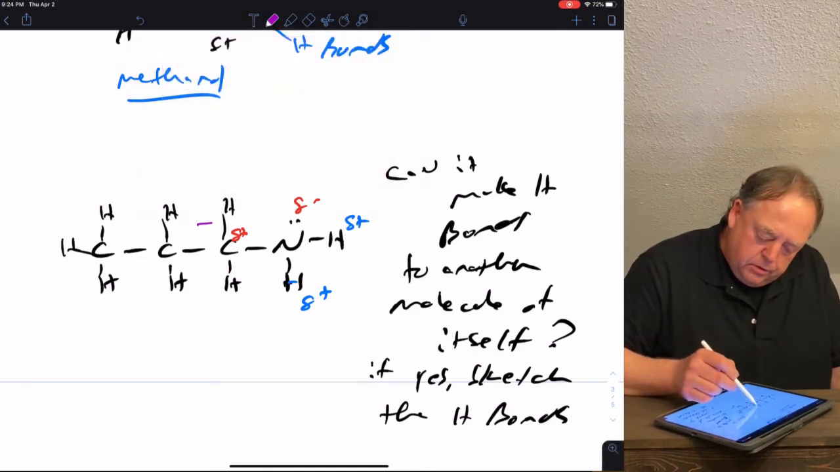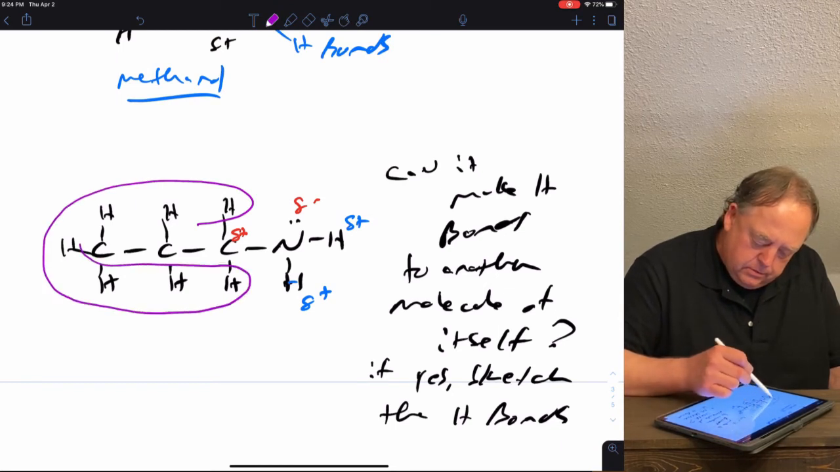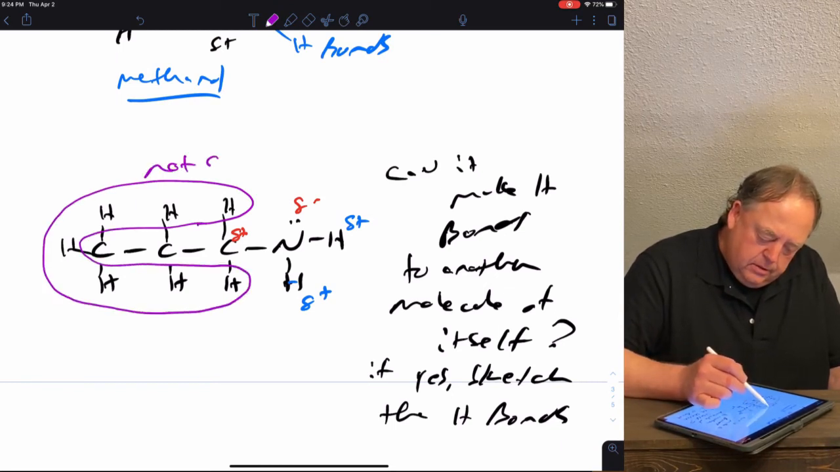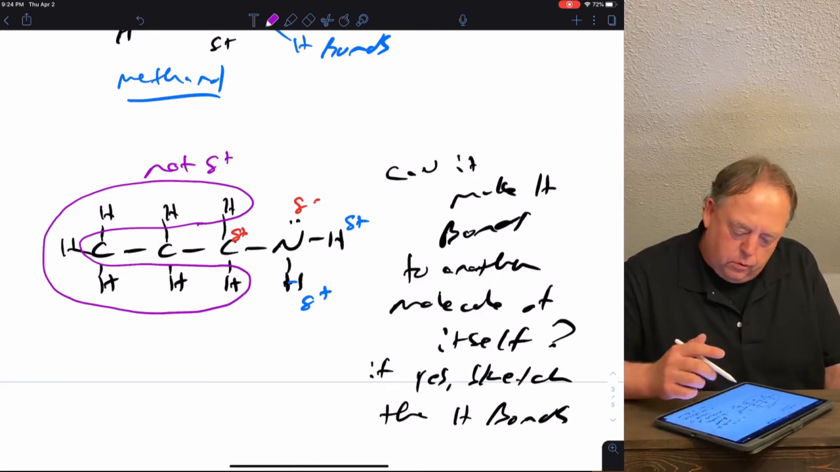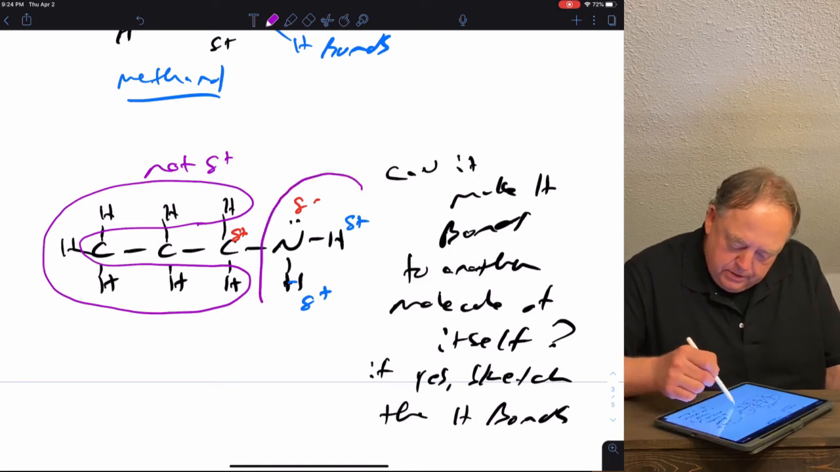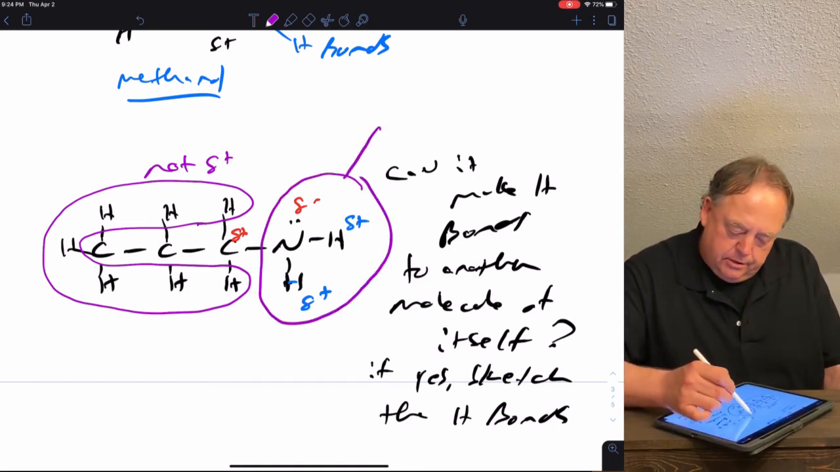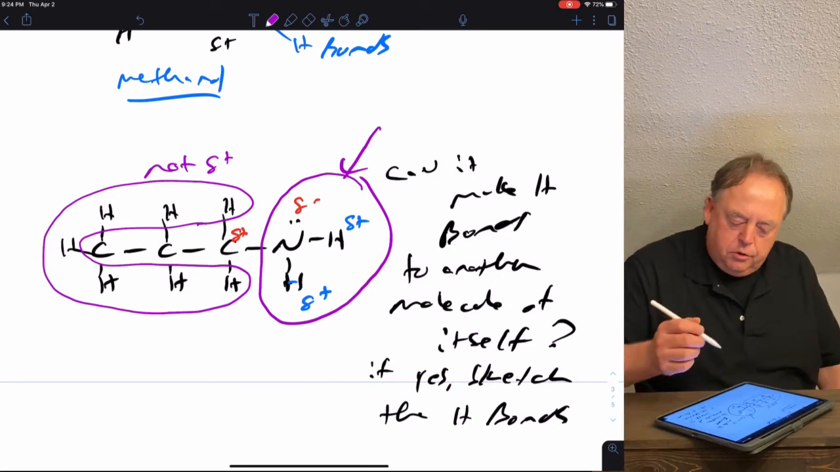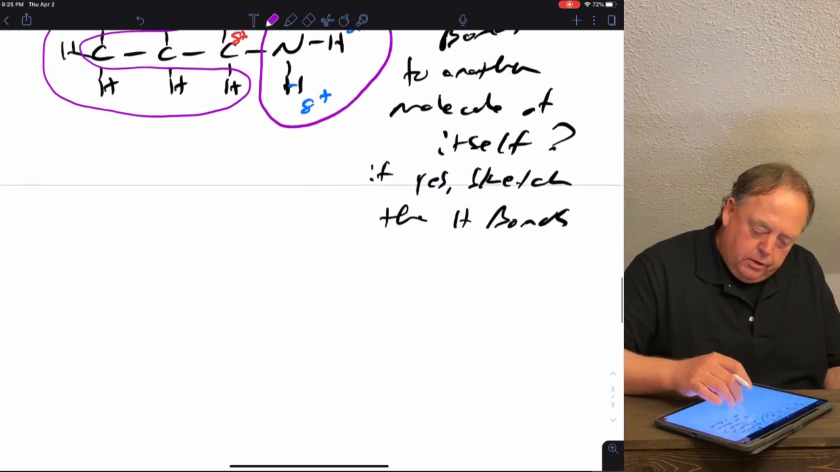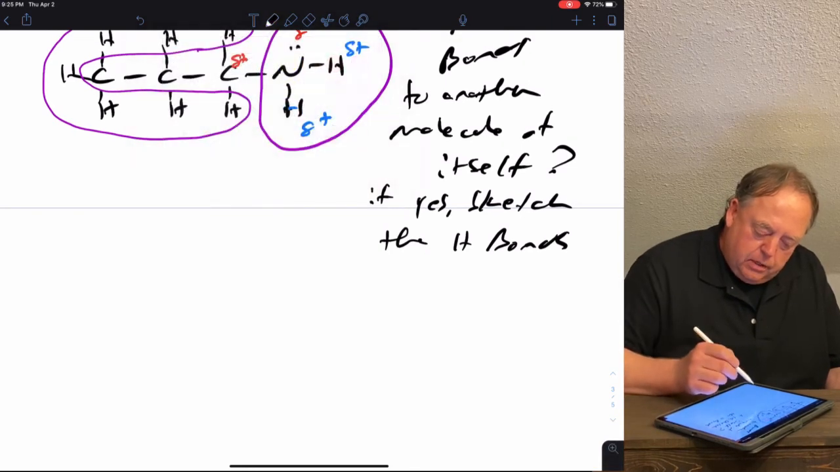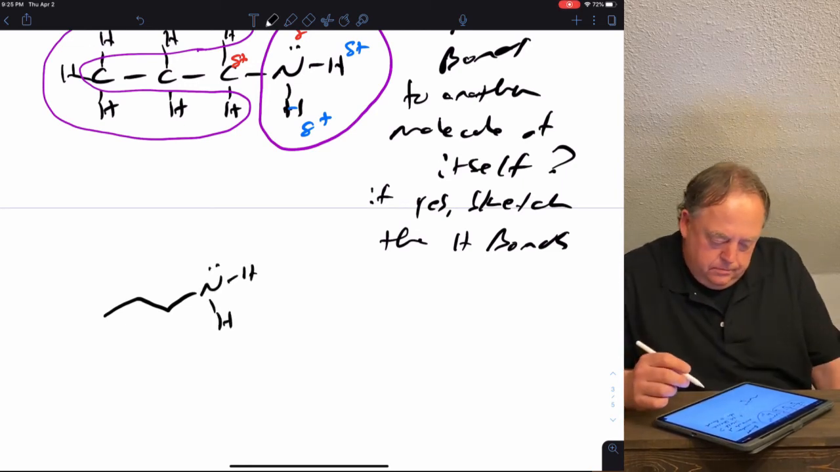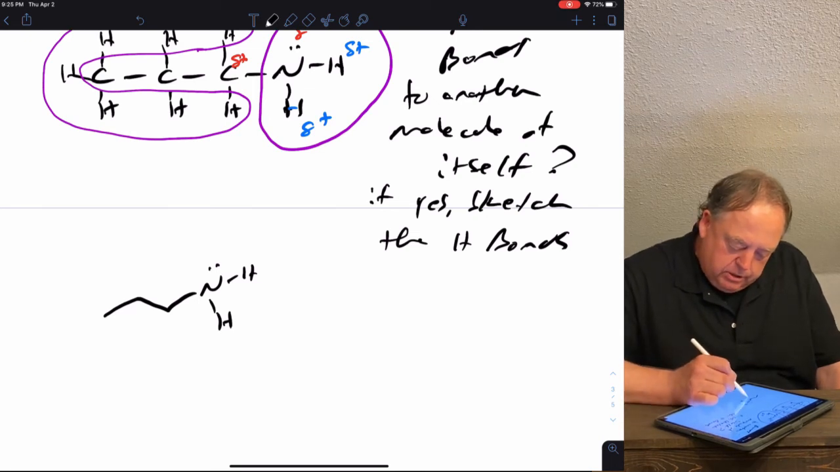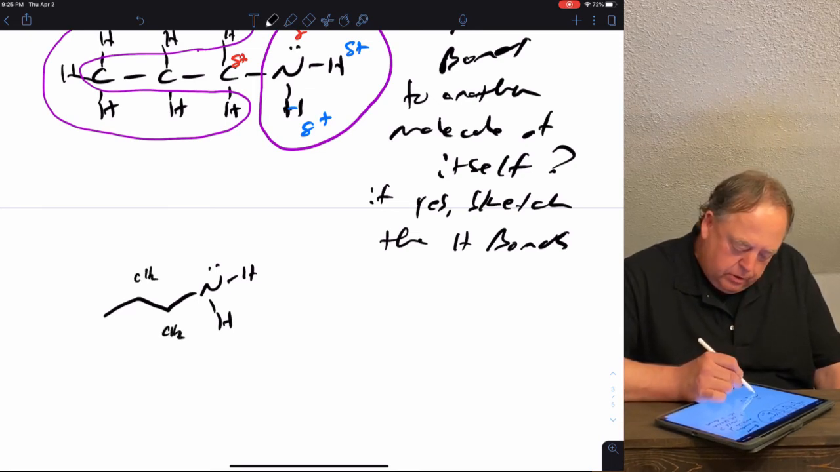And the other hydrogens in the molecule, these hydrogens, are not significantly partial positive, right? So we just ignore them. They're not doing anything, they're just along for the ride. The important piece of this molecule, where all of the chemistry happens, is right there with the NH2. Okay, so if we want to sketch the hydrogen bonds between two of these molecules, we could use a line formula, right? 3 carbons attached to nitrogen. So that would be CH2, that would be a CH2, right? That would be a CH3.